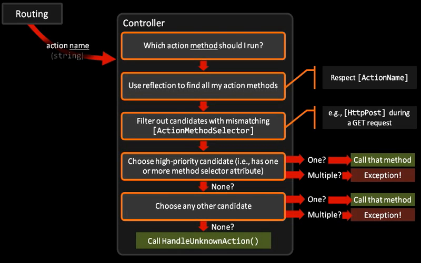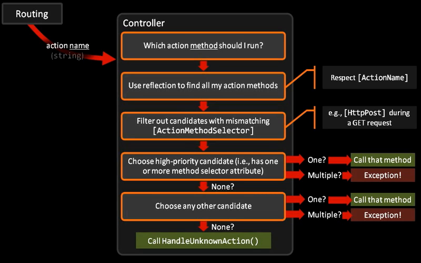Finally, if there were no candidates at all, because the action name doesn't correspond to any method, then the controller will invoke a special method called HandleUnknownAction, which by default raises a 404 not found response. You can override this method if you want and provide custom behavior. I've never seen anyone actually want to do that, but it's nice to know that you could.